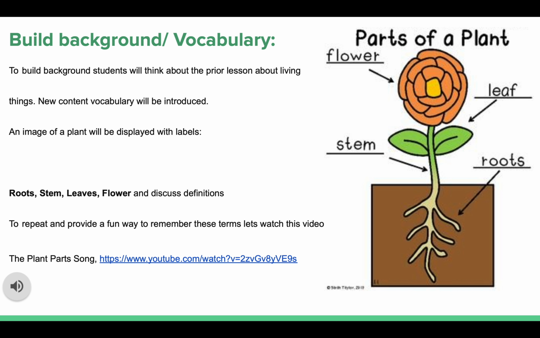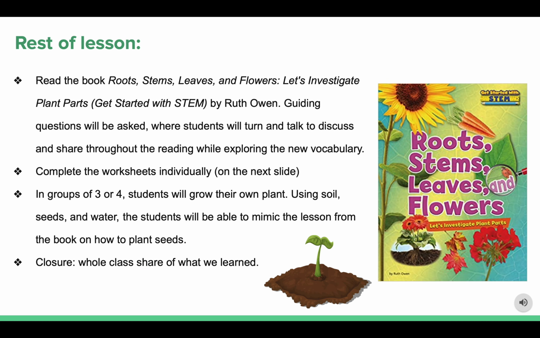To repeat the new content words and provide a fun way to remember these terms, we will play a song, the plant part song. To continue the rest of the lesson, we will read the book Roots, Stems, Leaves, and Flowers, Let's Investigate Plant Parts by Ruth Owen. The students will be asked guiding questions while the teacher models. The students will turn and talk throughout the reading to share their thoughts while the teacher listens in on their discussion to assess their knowledge and use of vocabulary.